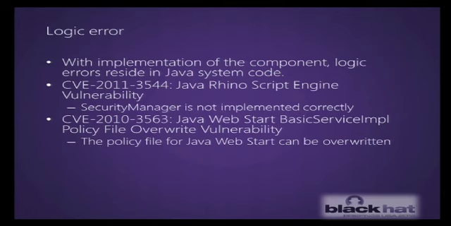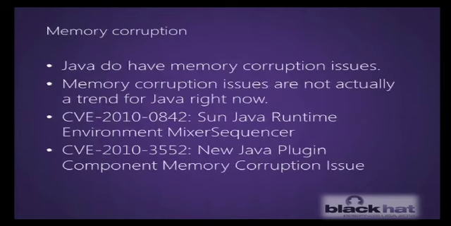And the second vulnerability is the Java Web Start BasicServiceImpl policy file overwrite vulnerability. This one is a little bit complicated because it involves the JNLP protocol, but basically you can overwrite the security policy file itself. You can make Java think that the policy file provided from your web server is the correct policy file for that applet, and you can set all permissions for that Java applet, then you can run anything you want.